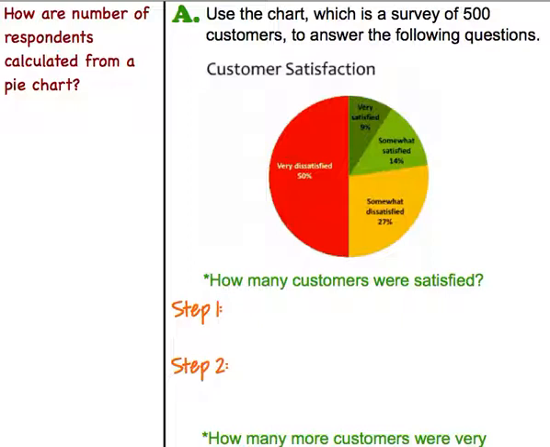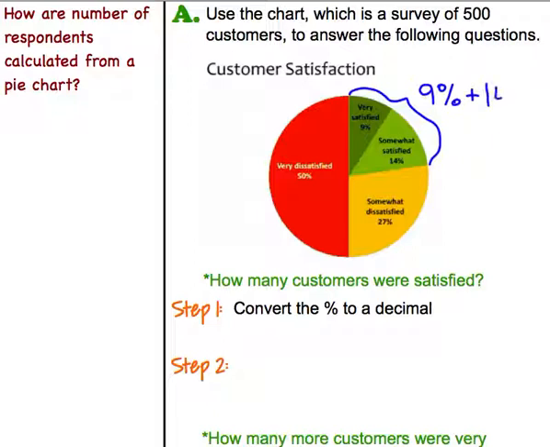So what we do first is convert the percent into a decimal. Now, if you notice here, it doesn't identify whether we're talking very satisfied or somewhat satisfied. Since these two are the ones we're looking at, we're going to take our 9% plus our 14%, because they all are satisfied in one way or another. So that means that 23% of the people were satisfied.